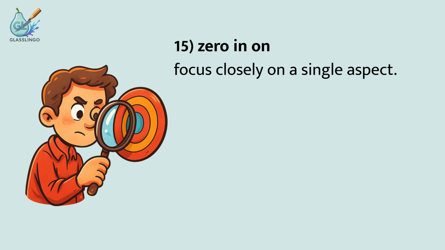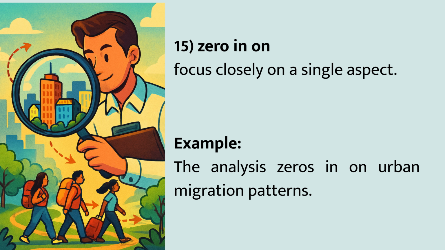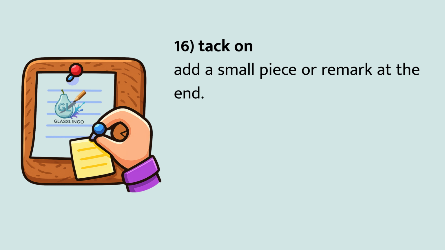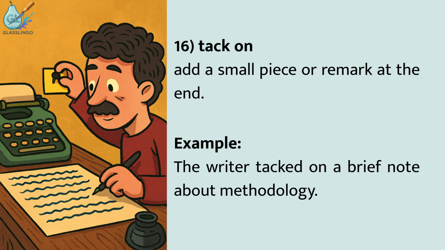Zero in on. Focus closely on a single aspect. Example: the analysis zeroes in on urban migration patterns. Tack on. Add a small piece or remark at the end. Example: the writer tacked on a brief note about methodology.